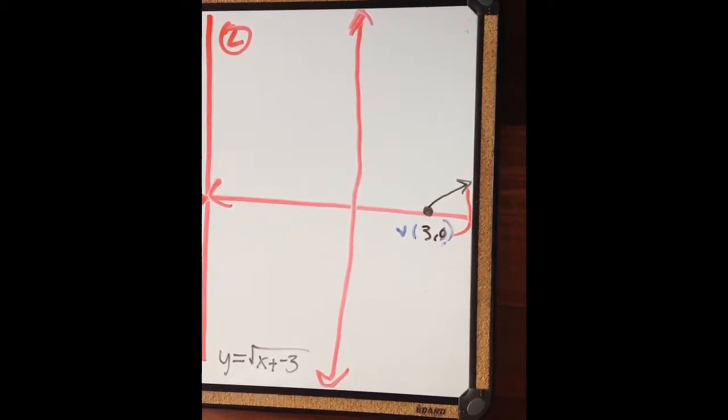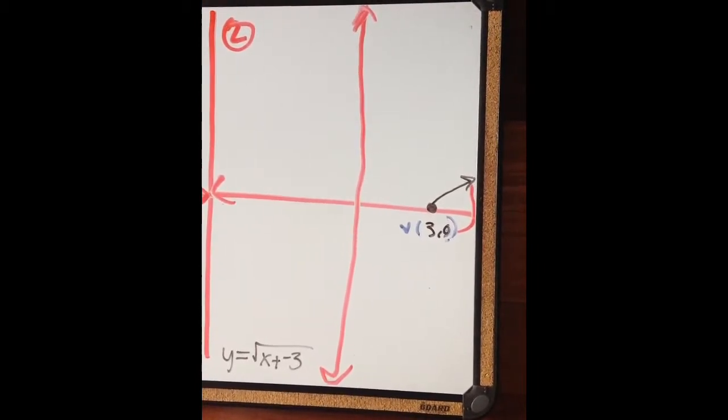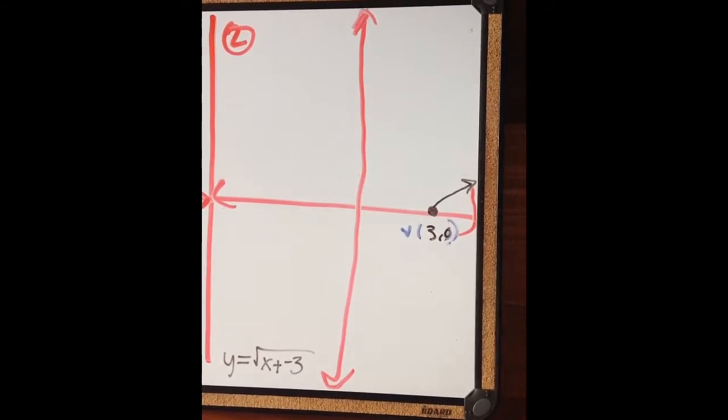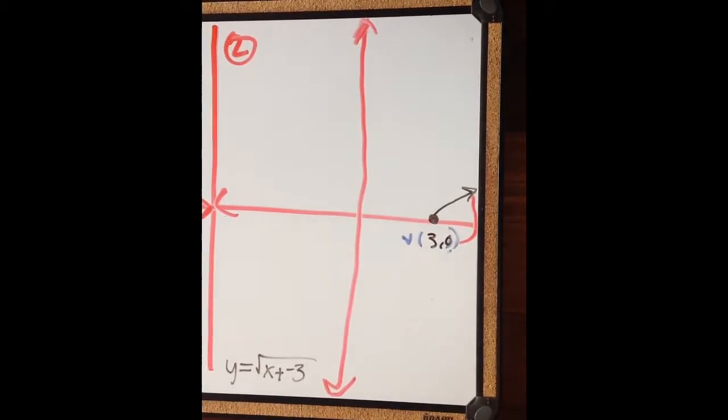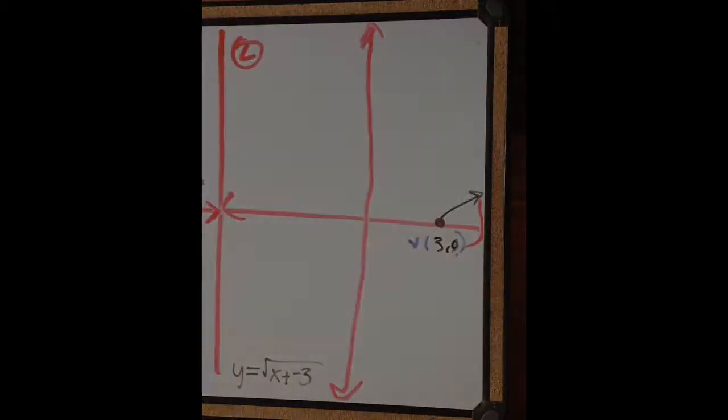Since there is an imaginary 1 in front of the square root, we can assume that this curved line will be positive. Another way of looking at this is that 3 acts as h, because it's a square root function.